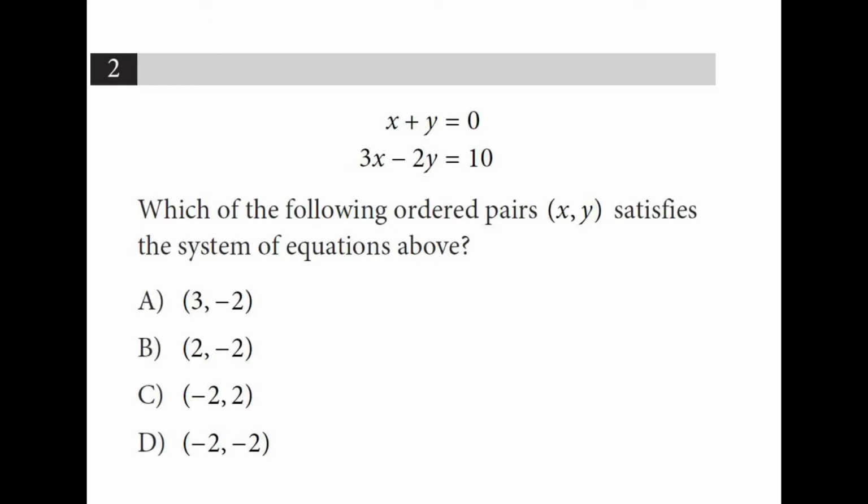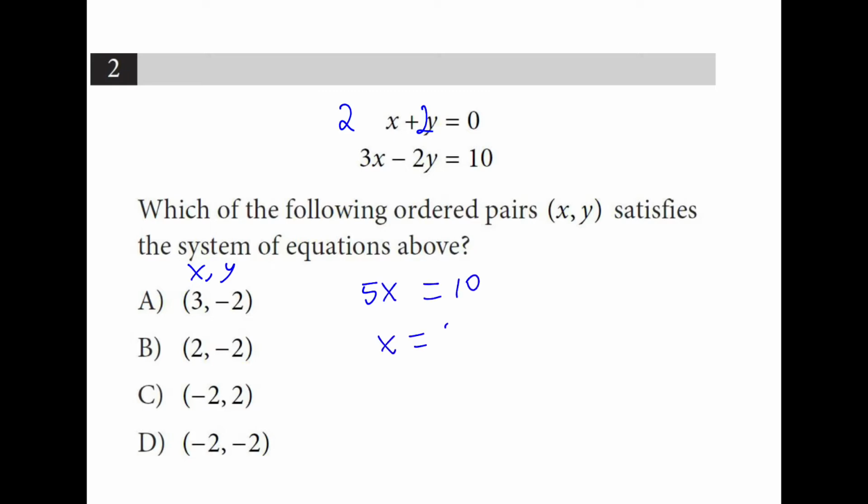Which of the following ordered pairs x, y satisfies the system of equations above? So for each of these, the x answer is first and the y answer is second. I could double this entire top equation. This is what I get. Then I can use elimination and add straight down. And the y's go away.